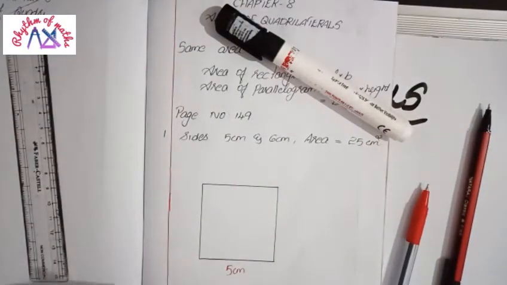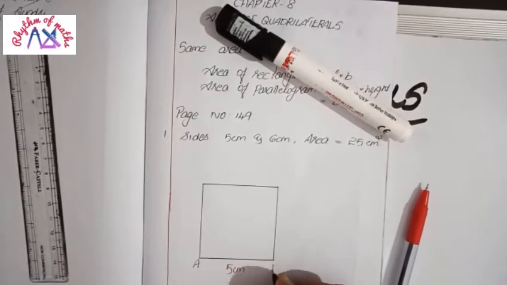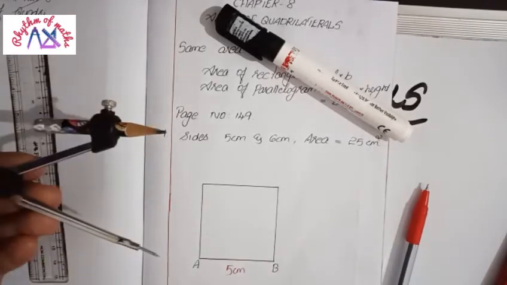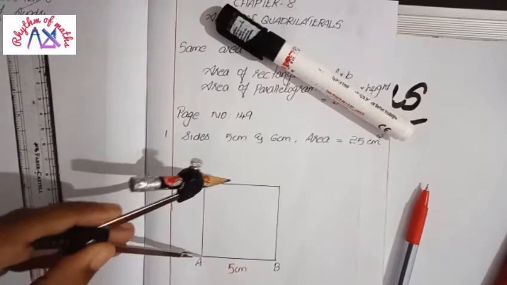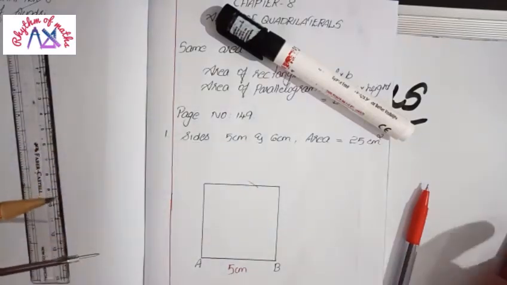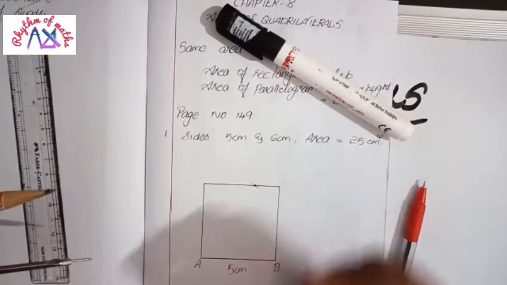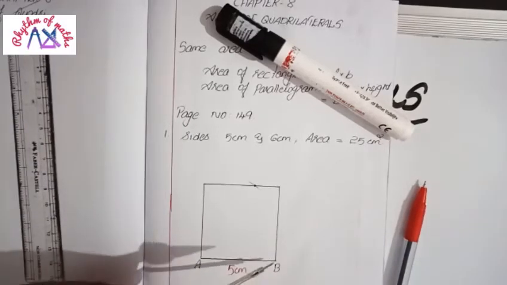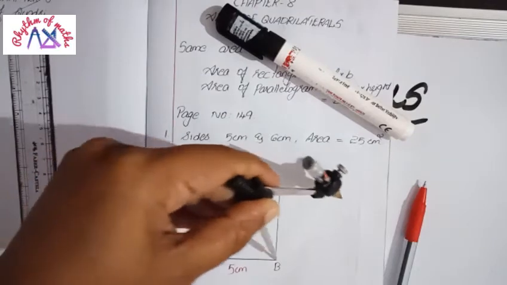Now the next step is from the first point. That means let's mark the base points as A and B. Now by measuring 6 centimeter in the compass, draw an arc from the point A to the upper side like this. So we will get a point here. Mark that point. Now with the same 6 centimeter measurement, draw another arc from the point B like this.